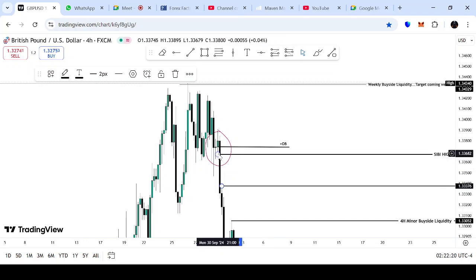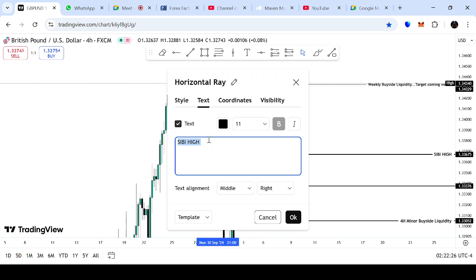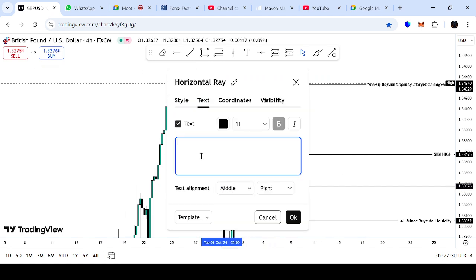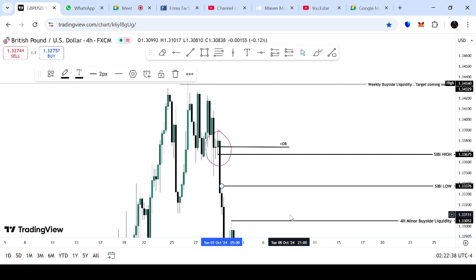Here comes the CB. That is sell side imbalance, buy side inefficiency. Here becomes the high of the CB, while over here becomes the low of the CB. You have to annotate all this in your own chart for future price delivery, so you can be able to anticipate price action when it delivers inside there.